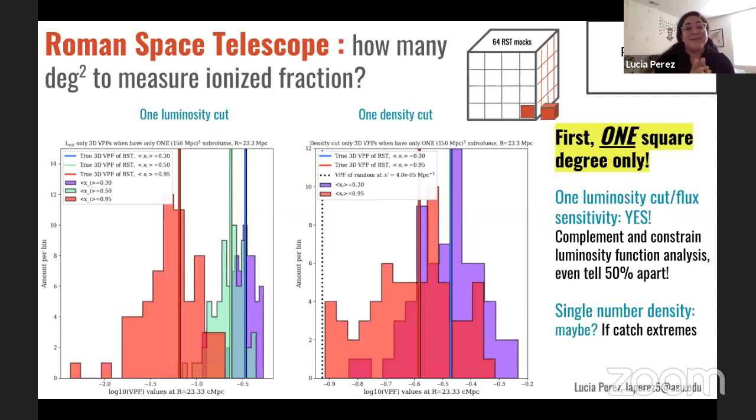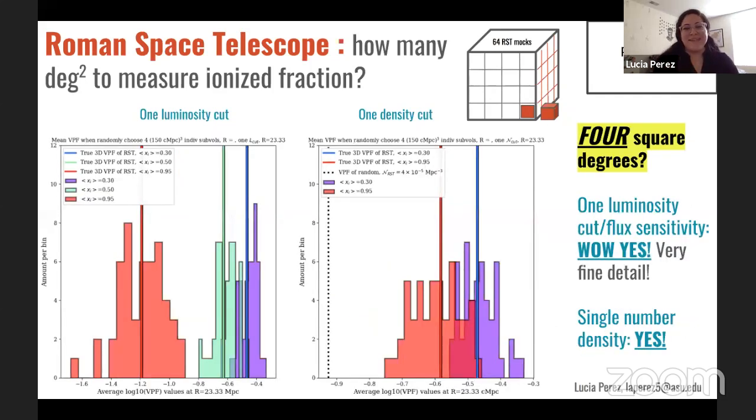Again, we see that with the single luminosity cut, the distributions are quite separate. The binning isn't the neatest here, but it's okay. And again, with the single density cut, it might be hard with 1 square degree. So you can ask me, how many square degrees does Roman Space Telescope need to do this really difficult measurement? And the answer is 4. You can see with 4 square degrees, the 95 and 30% ionized become really separated. And of course, this is a very ambitious measurement. The single luminosity cut will already be quite ambitious and do a great job.